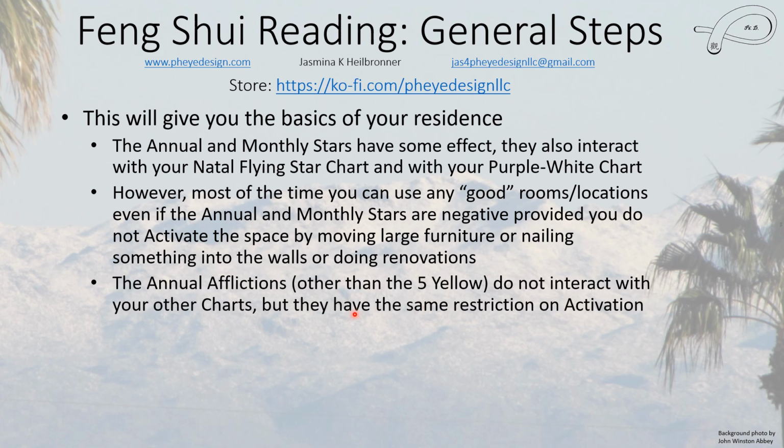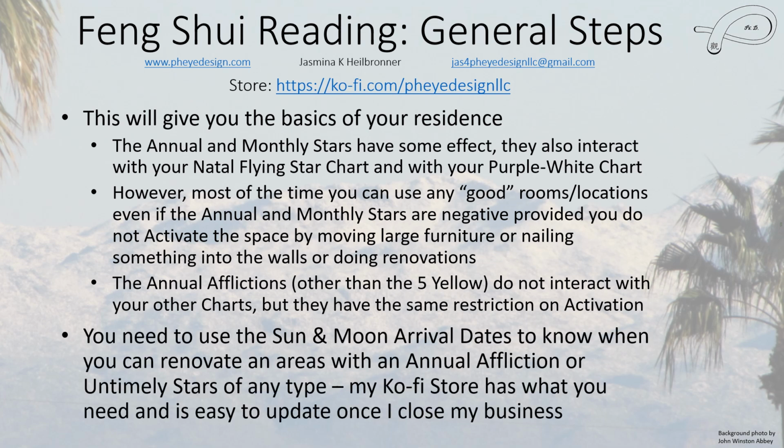Now, annual afflictions, other than the 5 yellow, which is really where the annual star 5 is, don't interact with your other charts, but they have the same restrictions on activation. You don't want to activate those areas either, because then you can have negative things happen. If for some reason you have to do something in one of these rooms, and it's an emergency, like a broken water line, you simply do it, and then you mitigate. And of course, I talk about mitigation in other videos.